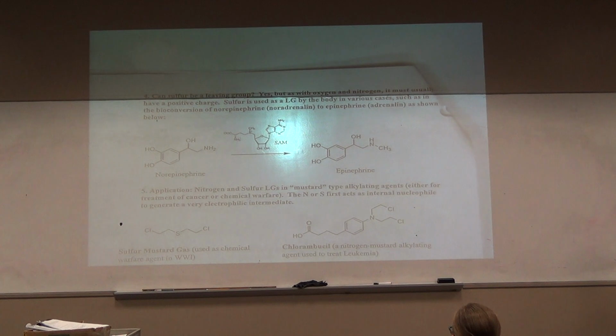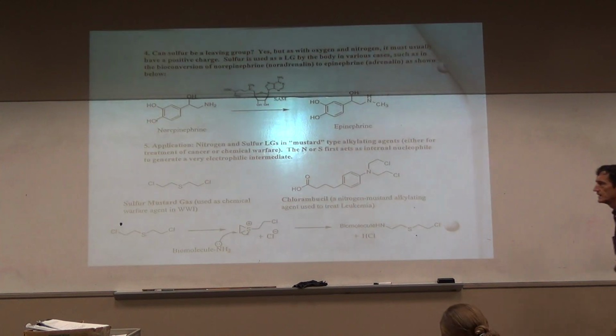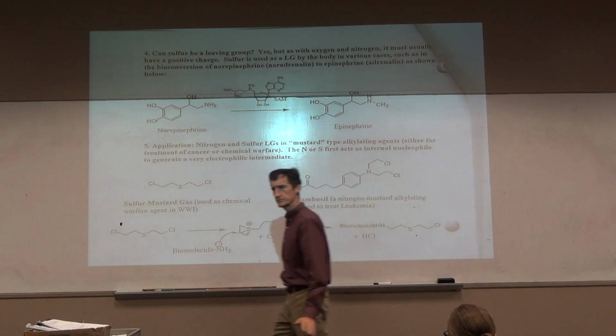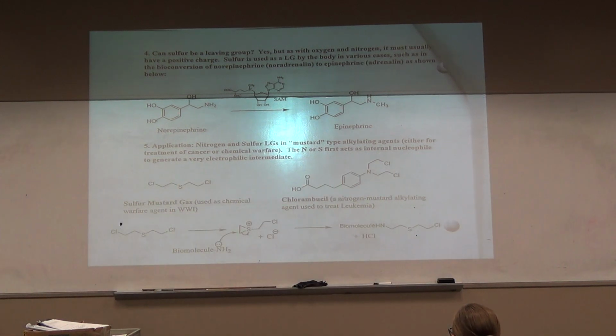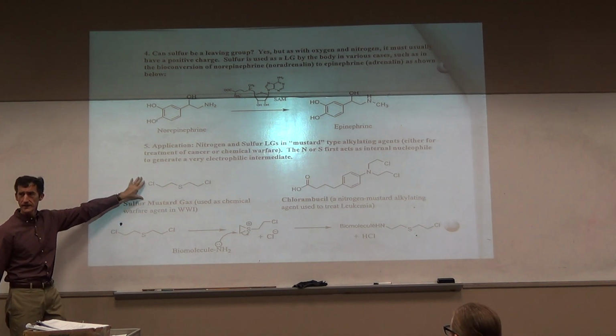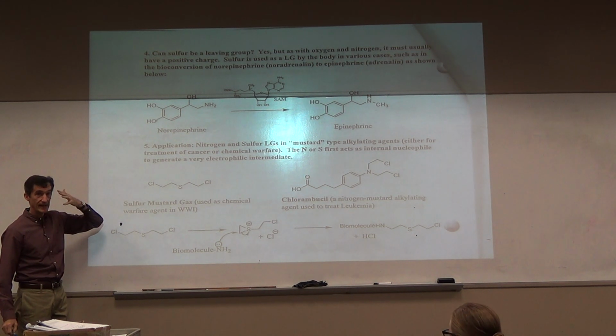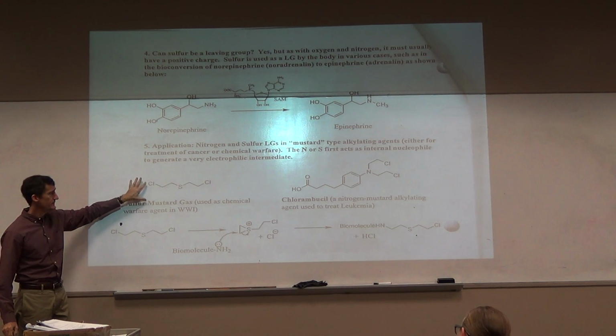Application of sulfur and nitrogen leaving groups. You ever heard of mustard agent? Mustard gas? Things like that? Bad stuff. Used in World War I. Sulfur mustard. This was used in World War I as a war gas. Very, very bad. It was used for the eye blinding and bad stuff.